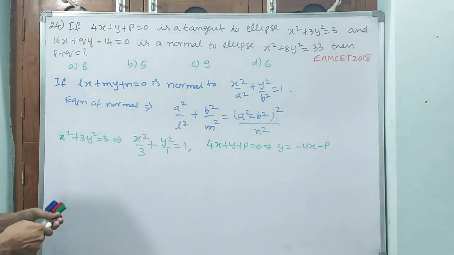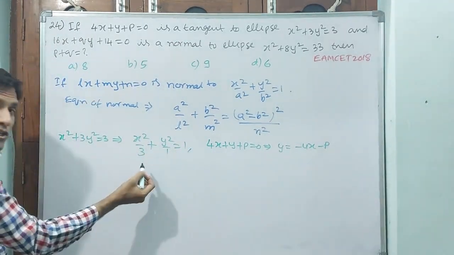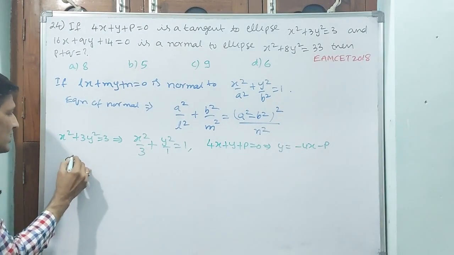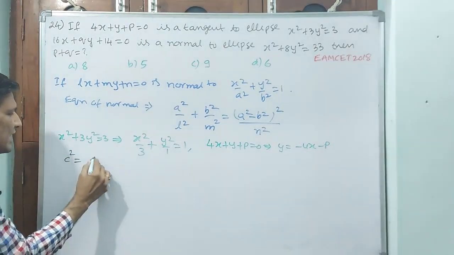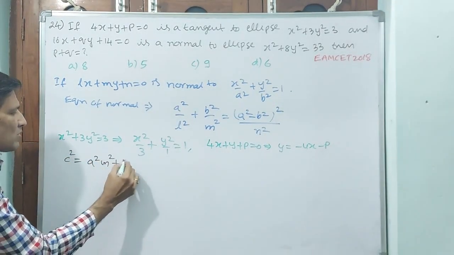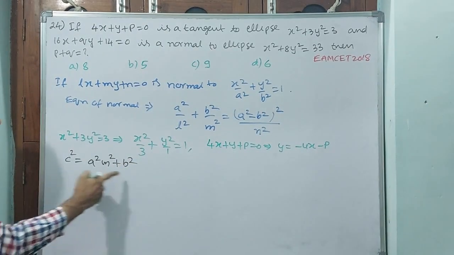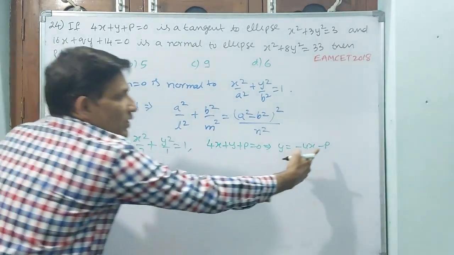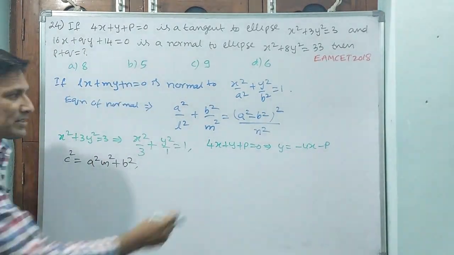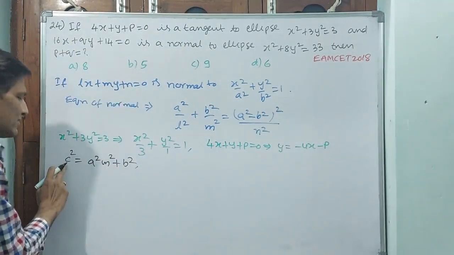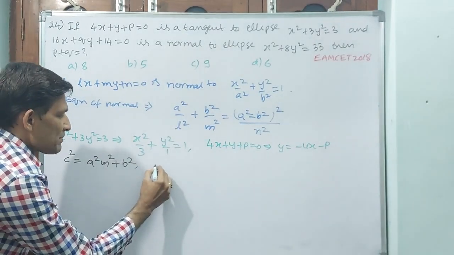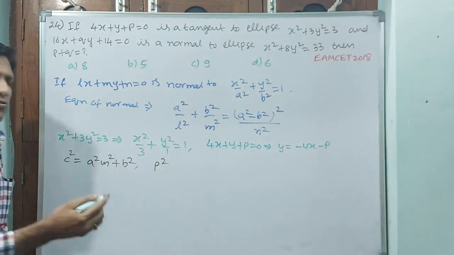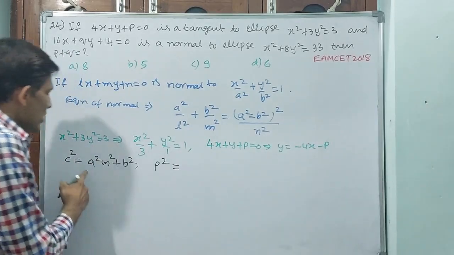Why? See, if this is tangent to this ellipse, what is the formula? c square, I am writing directly, equals a square m square plus b square. What is c square? p square, because it is mx plus c and c is p here. That means when you square, p square, equal to a square.